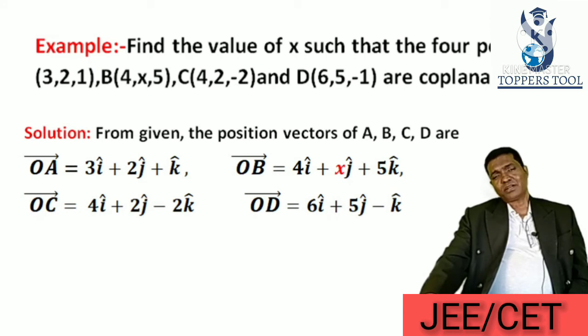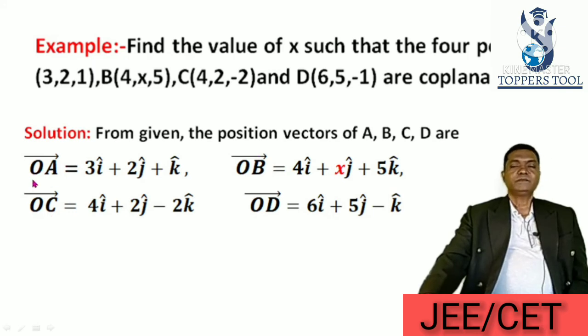Now here is one more and the last problem of this class. Find the value of x such that the 4 points are coplanar. Here the points are given in terms of coordinates. So better you first write the position vectors. From the given coordinates, you can write position vector OA as 3i, 2j plus k cap. Similarly for B, C, D, you have to write vectors OB, OC, OD.